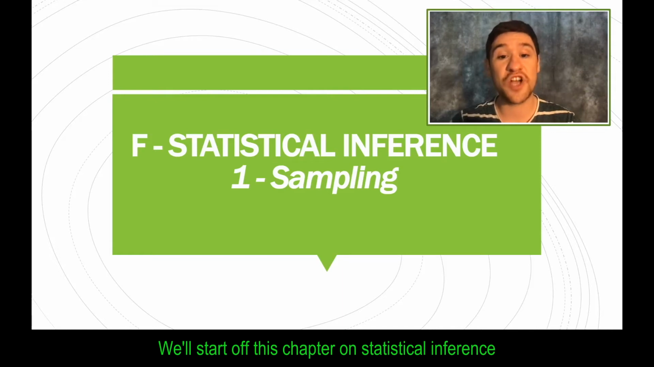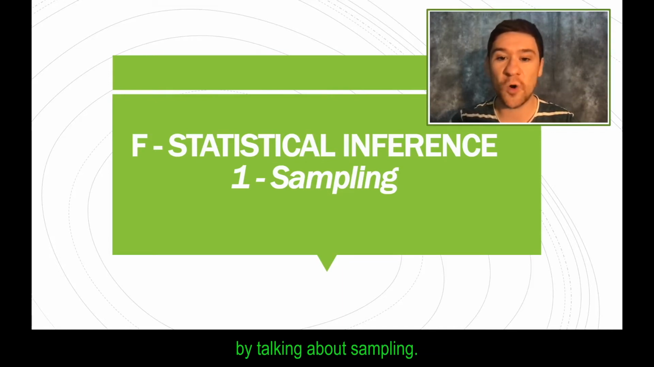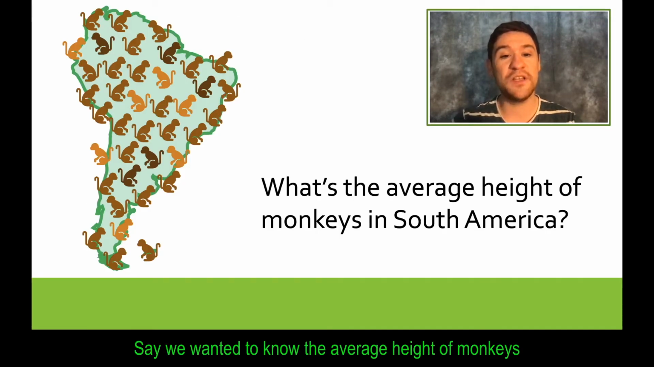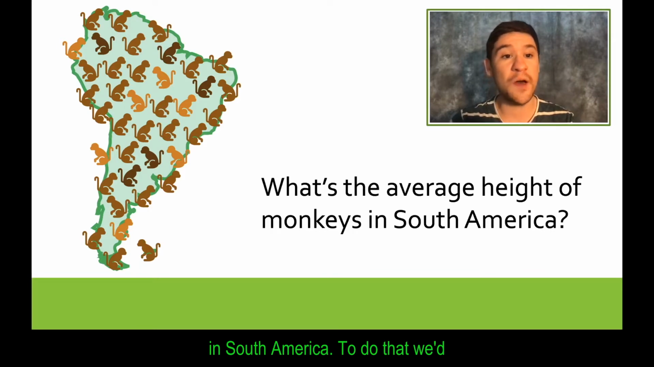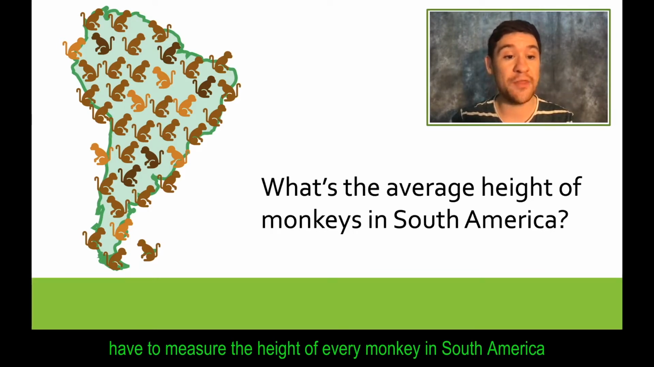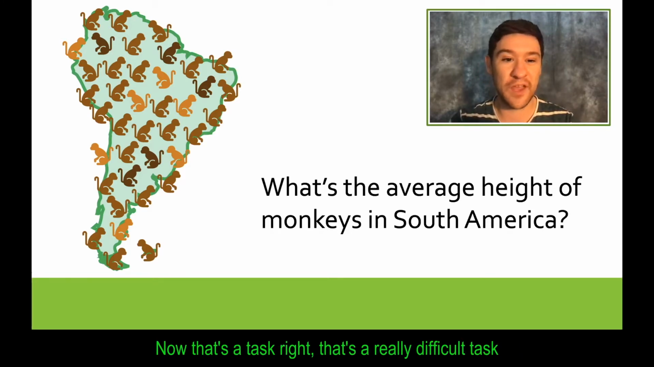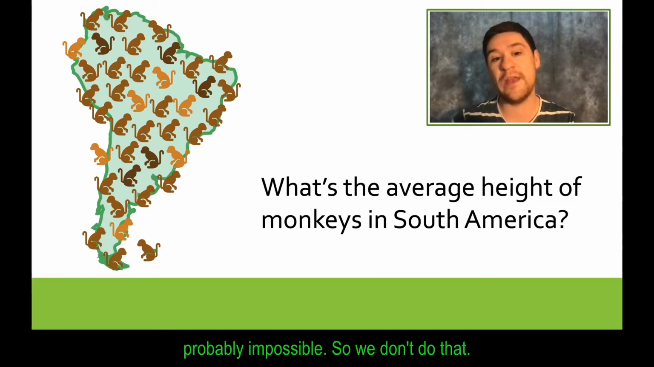We'll start off this chapter on statistical inference by talking about sampling. Say we wanted to know the average height of monkeys in South America. To do that, we'd have to measure the height of every monkey in South America, add them all up and divide by how many there are. Now that's a task, right? That's a really difficult task, probably impossible. So we don't do that.